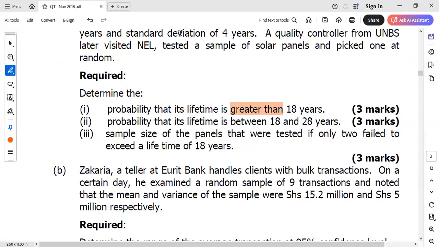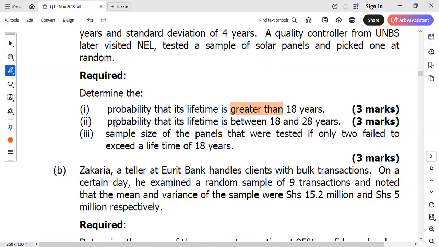Are we together? Yes. Someone had asked. He can say, determine the probability that its life is greater or equal to 18 years. So you have the probability of x greater or equal to 18. It means that 18 is inclusive. You must first get the exclusive figure before you standardize.